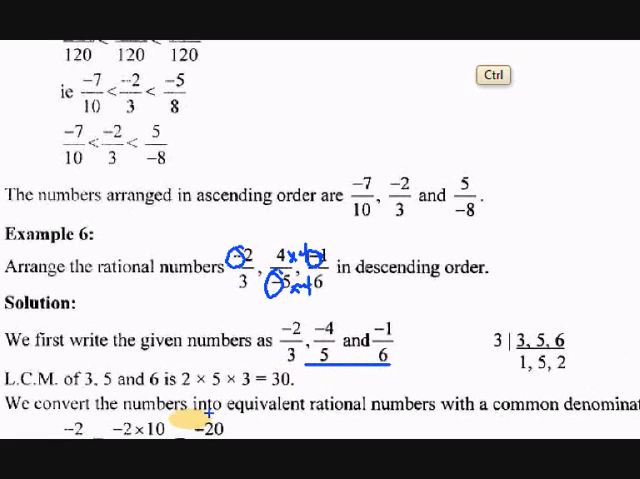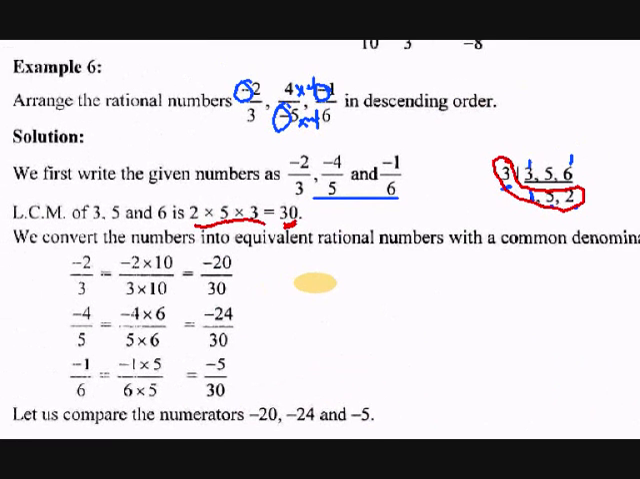Second, we have to find the LCM. How do we find the least common multiple? Take factorization. 3 and 6 are common, so we divide by 3. So we get 1, 5, and 2. We take all these together and multiply to find the least common multiple, that is 30.